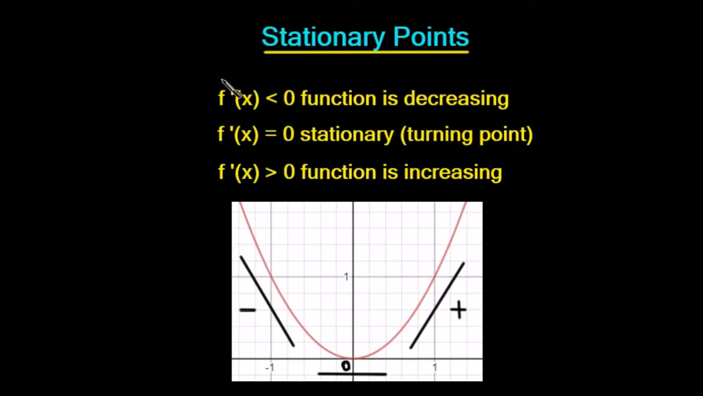If the derivative of the function is less than 0, then the function is decreasing. So that's this scenario here. So you can see that the gradient of the function is negative at this side and the function is decreasing. If f derivative of x equals 0, then we have a stationary or a turning point. So that's this point here, and you can see there that the gradient is actually 0 at that point.